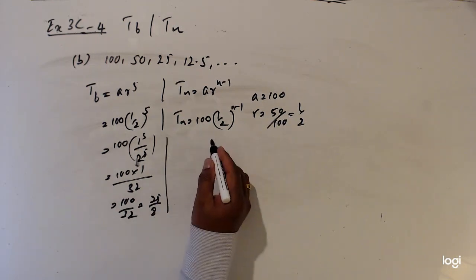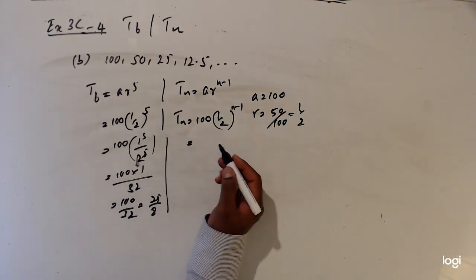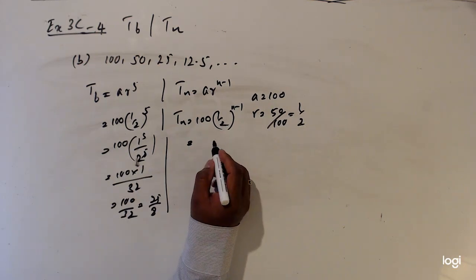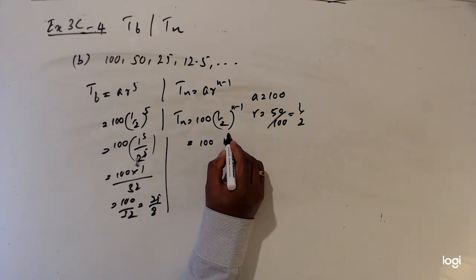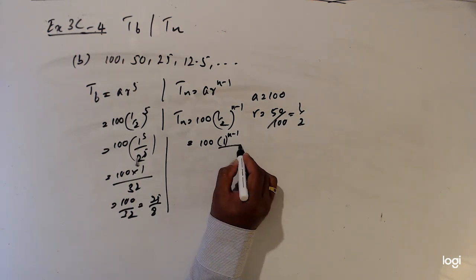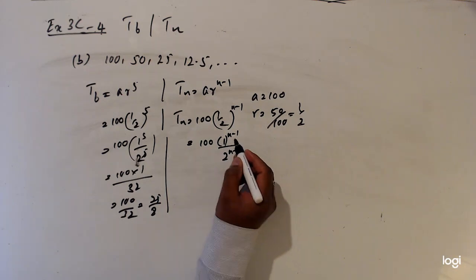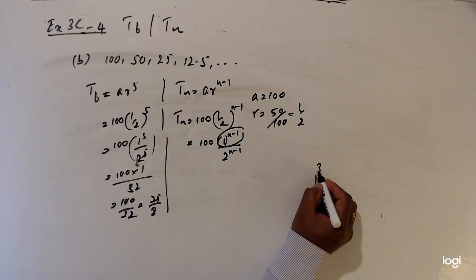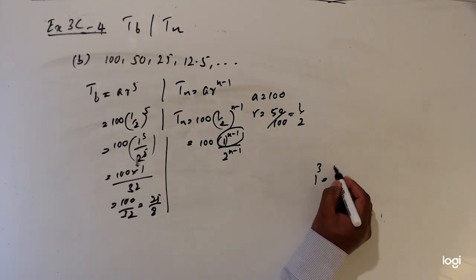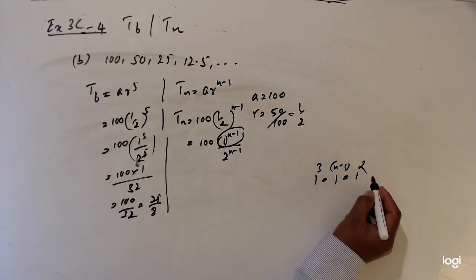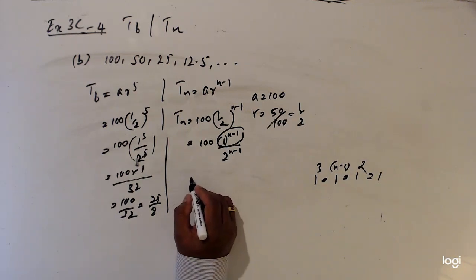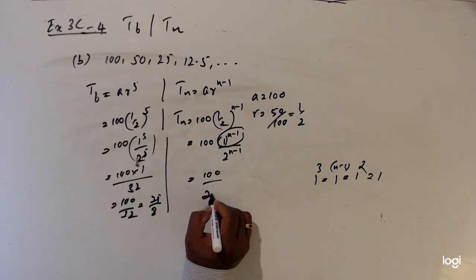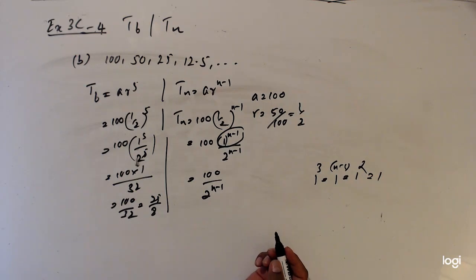And Tn, we can leave as it is, or 100 times 1 to the power n minus 1 over 2 to the power n minus 1. 1 to the power n minus 1 is 1. 1 to the power 3, 1 to the power n minus 1, and 1 to the power alpha also is 1. So then 100 over 2 to the power n minus 1, you can leave the answer like this.